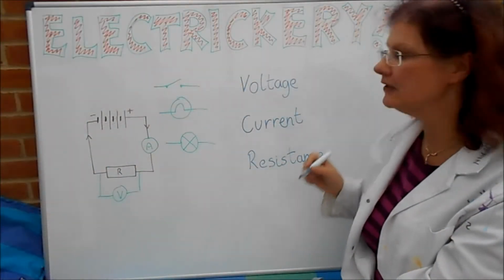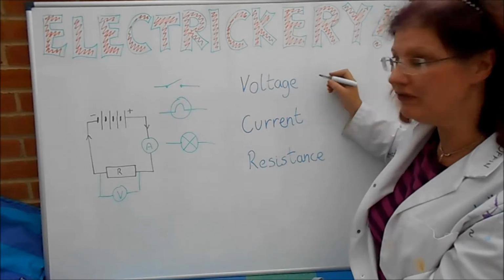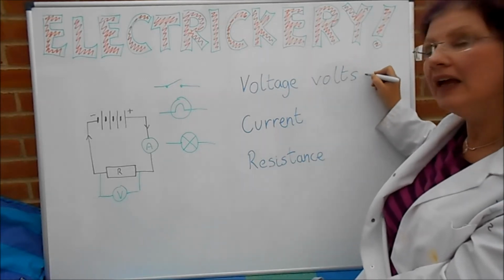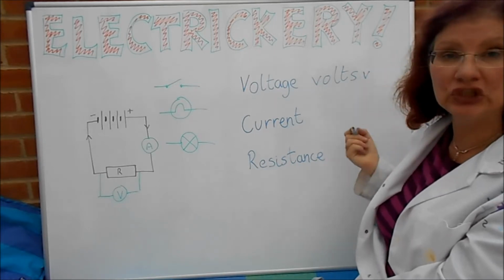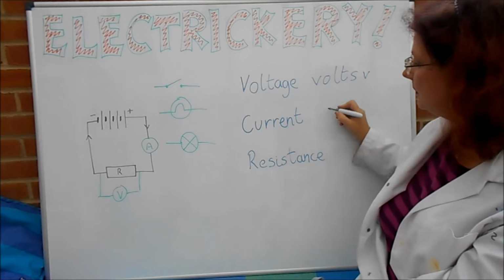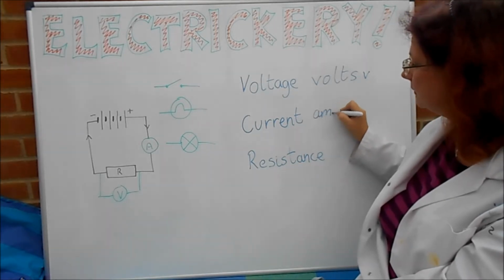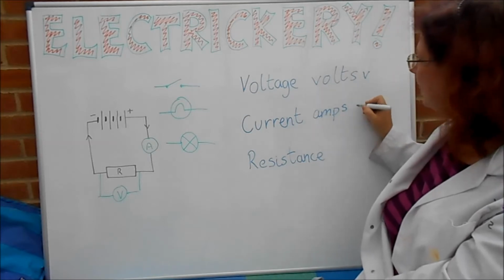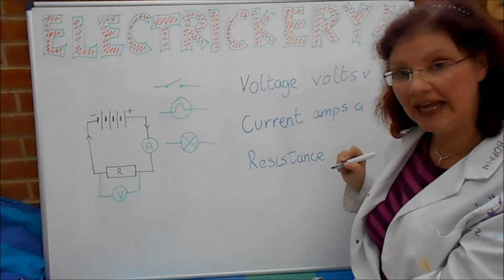We should have these. Voltage is measured in volts. That's a nice easy one. And the symbol for abbreviating that is just a V. Current is measured in amps. And you can have things like milliamps for little tiny amounts of current. And the abbreviation for that is A.